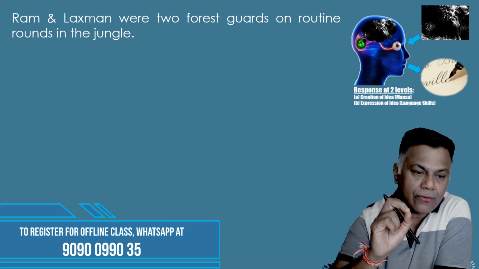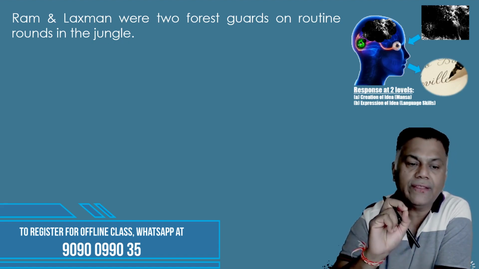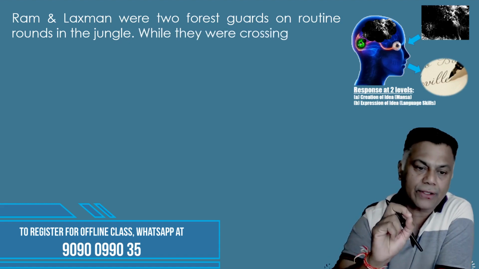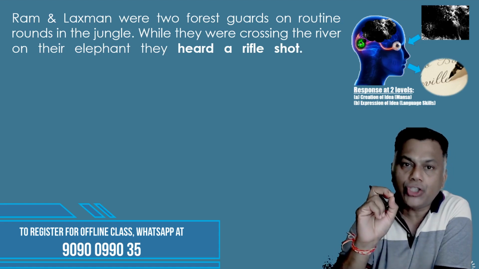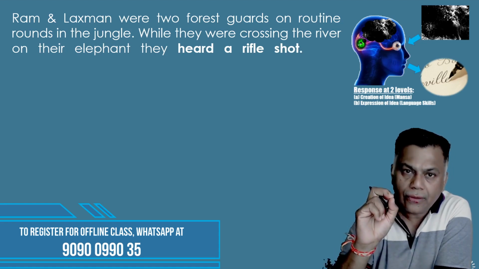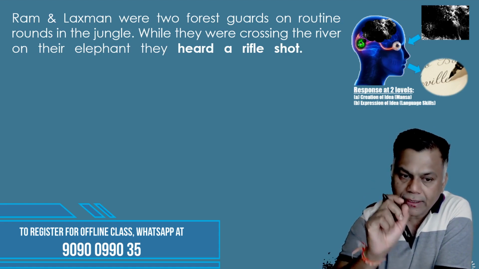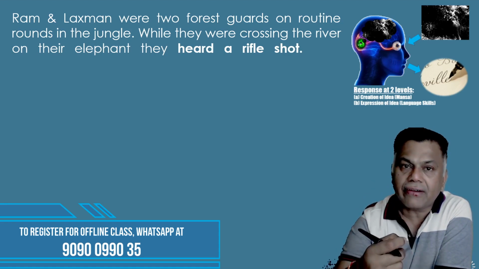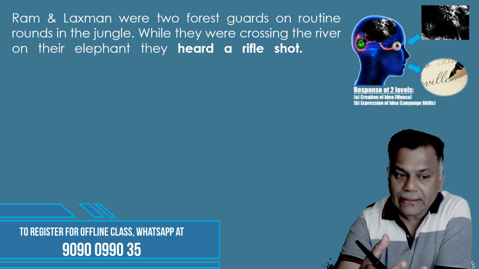So let's see. Once again, let's read it. Ram and Lakshman were 2 forest guards on routine round in the jungle. Let's see what happens further. While they were crossing the river on the elephant, they heard a rifle shot. This is the rifle shot. So now this is very interesting. It says while they were crossing the river. The first question is where is the river? And second is on their elephant.